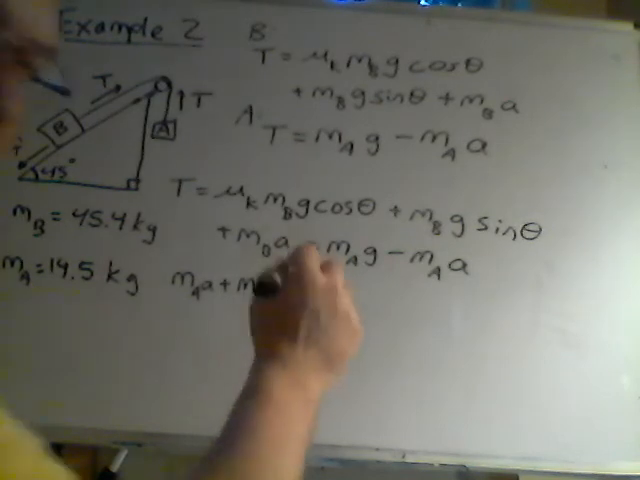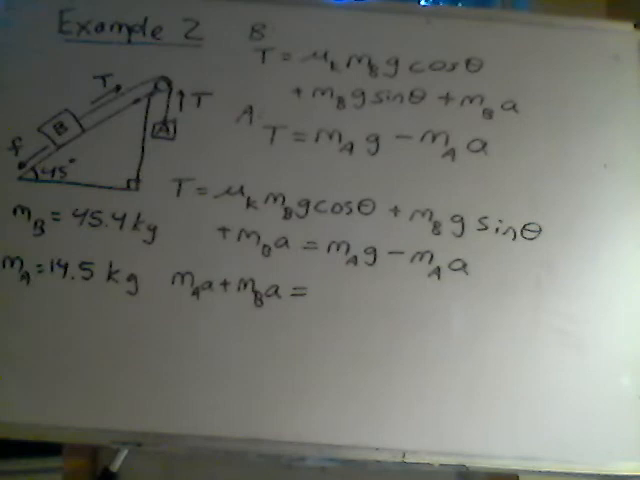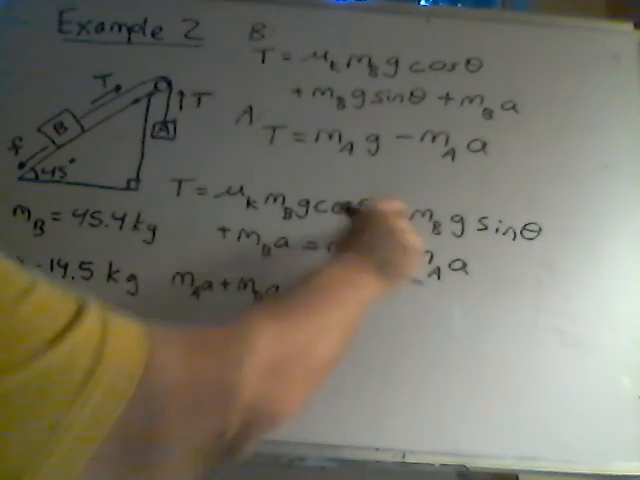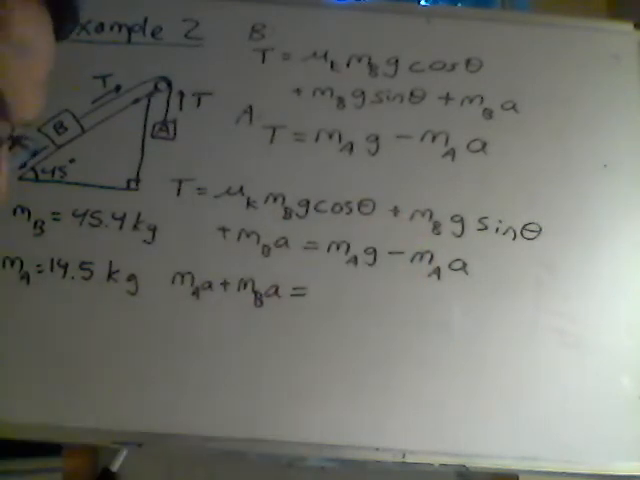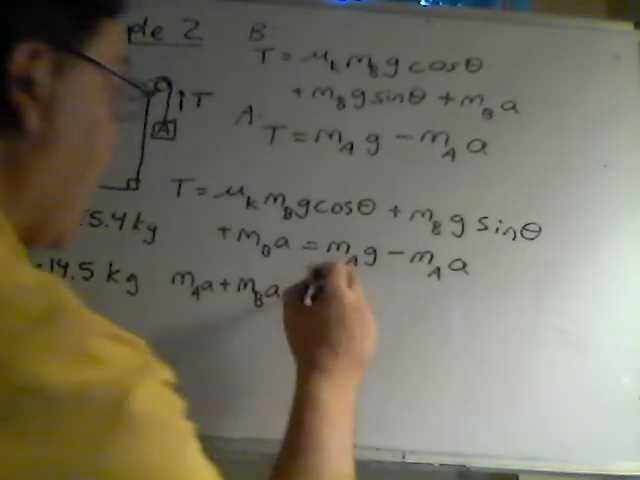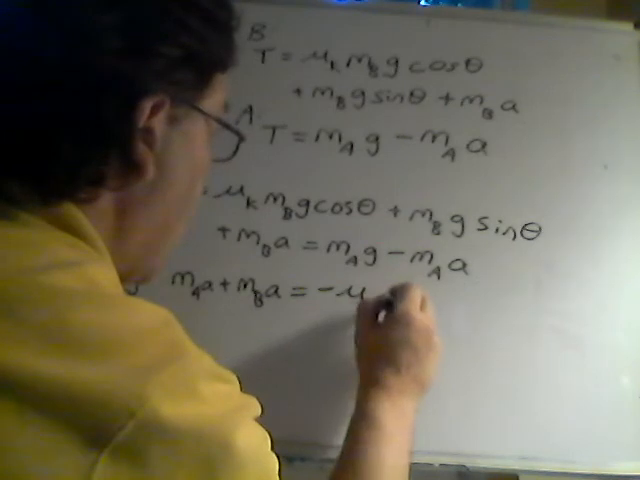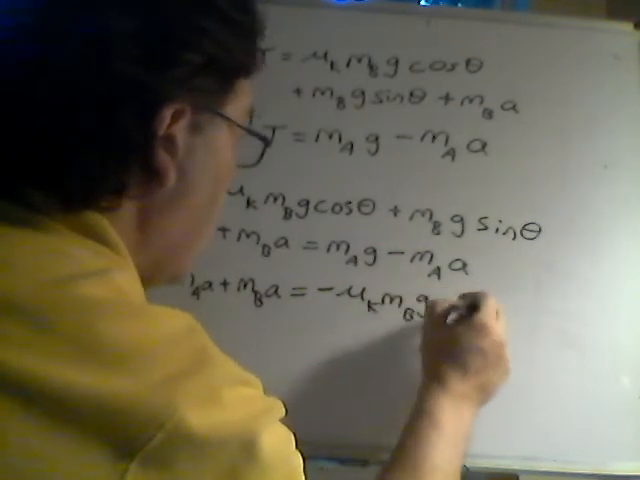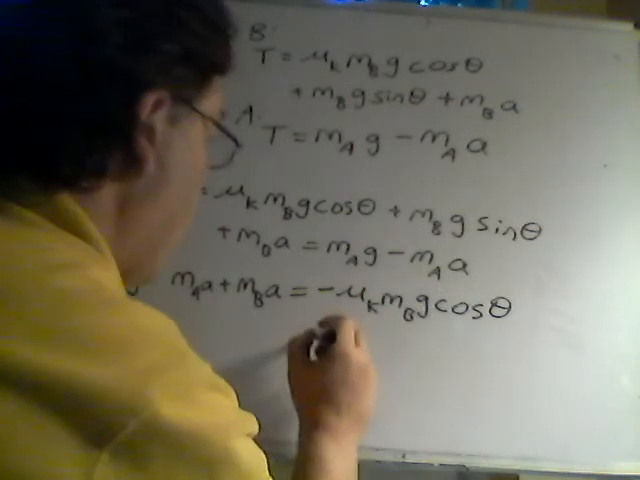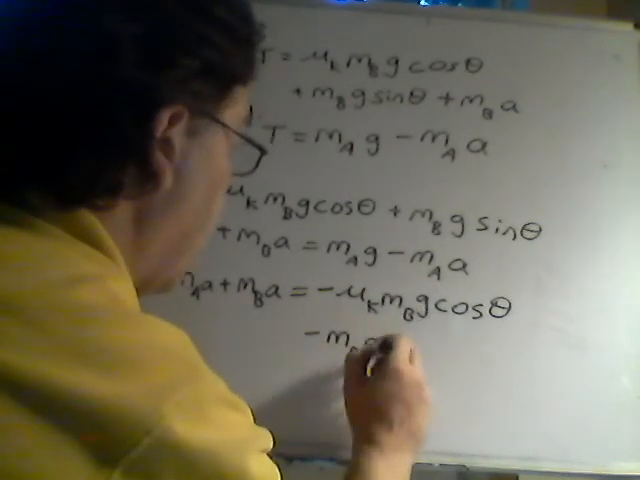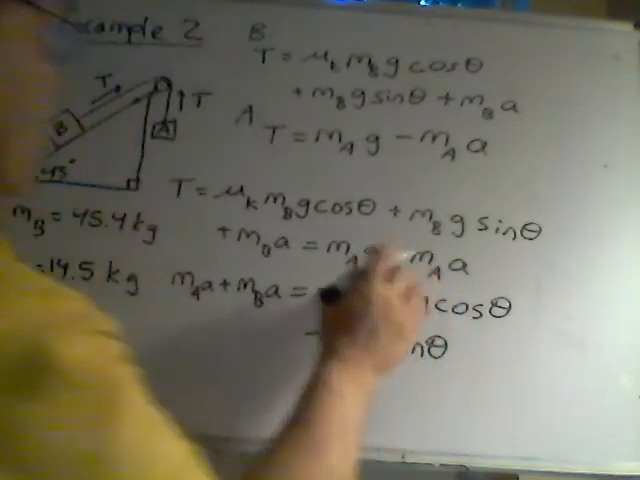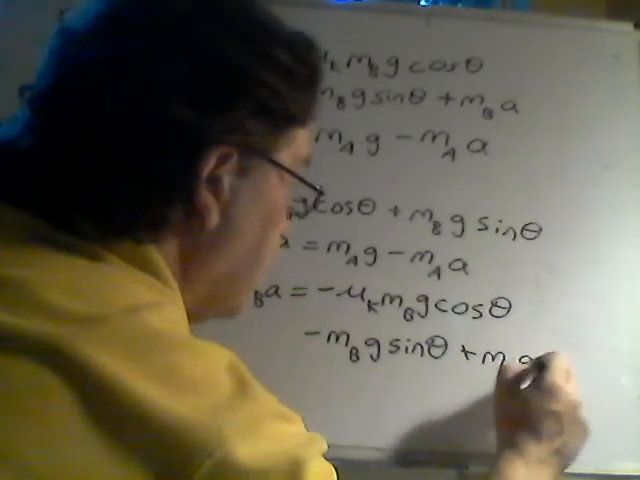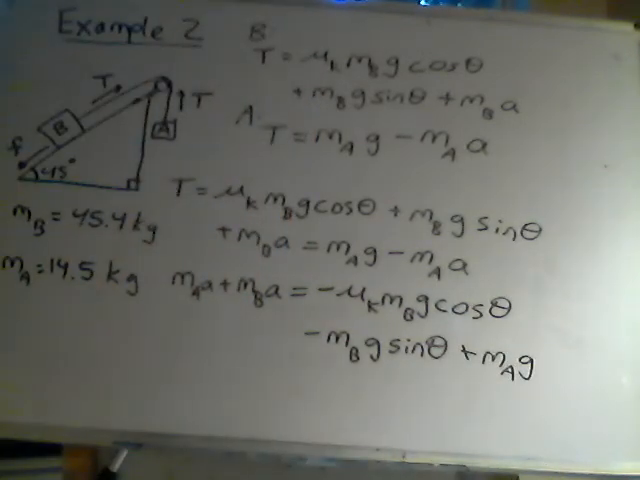And that's equal to, let's see, I'm going to throw everything else to the right. So I'm going to throw this term and this term to the right, that would make them actually both negative. So that'll be minus this term, mu sub K, M sub B, G, cosine theta, minus M sub B, G, sine theta. And this term is already on the right, so I'll be plus M sub A, G. All right, so again, deja vu.